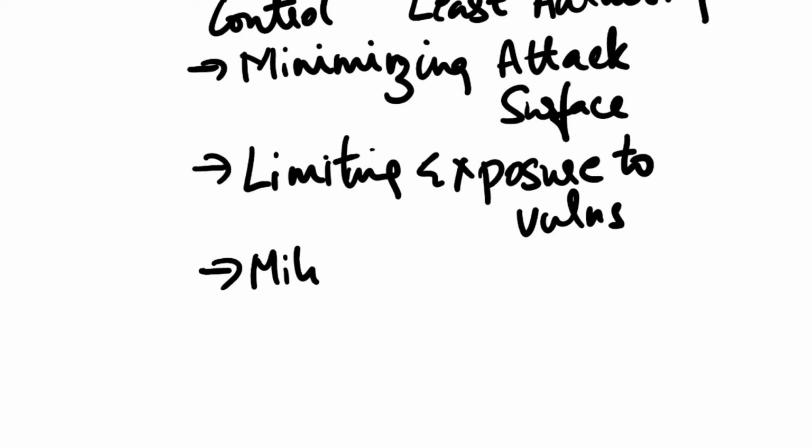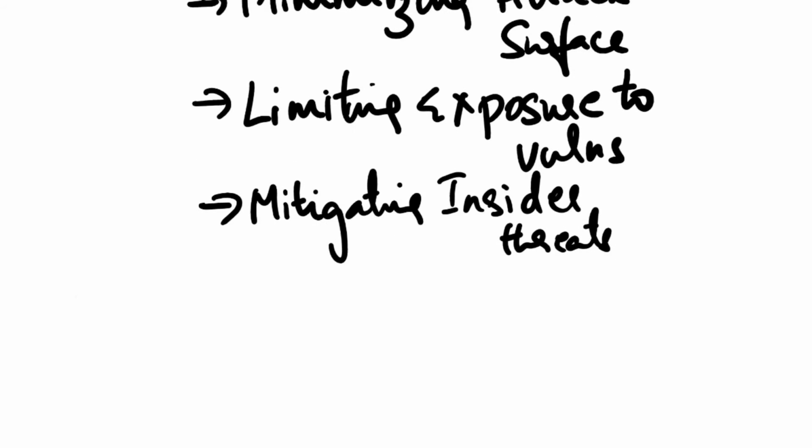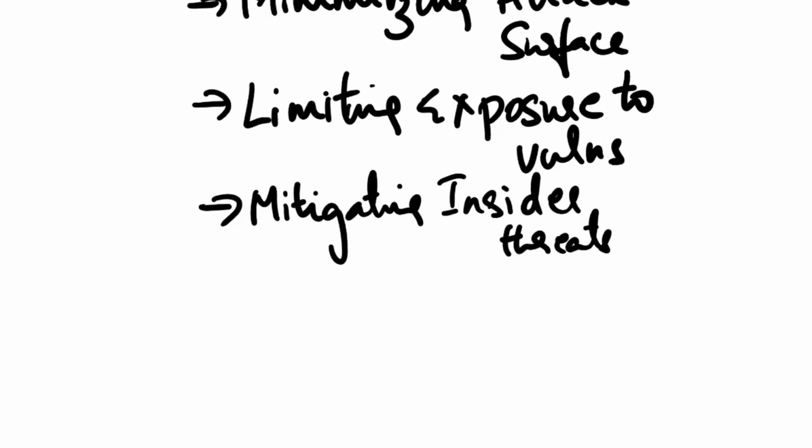Next, mitigating insider threats. The principle of least privilege helps organizations mitigate insider threats. Even trusted individuals can become threats if they have excessive access. Limiting their privileges reduces the potential damage they can cause in the event of malicious intent or accidental actions.